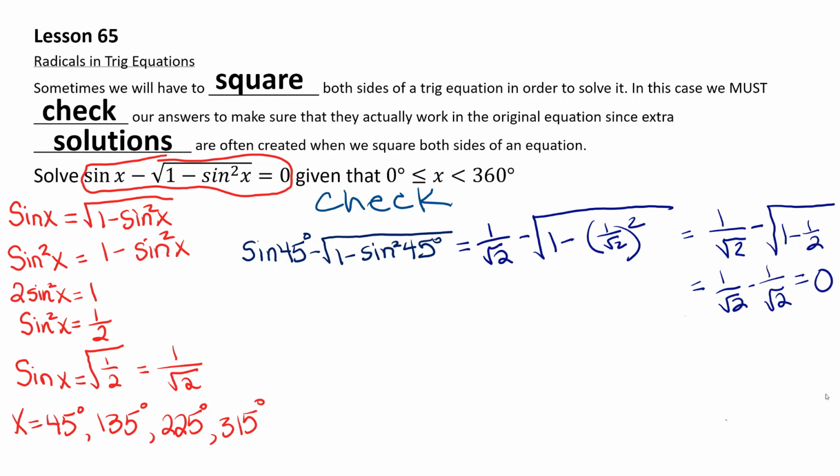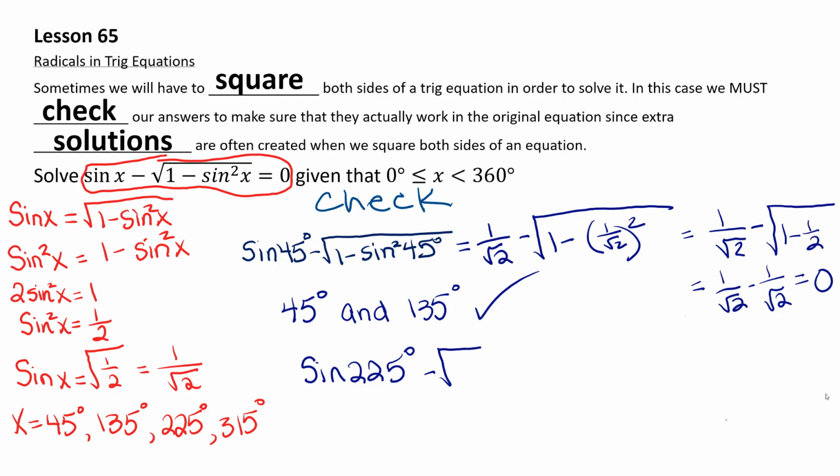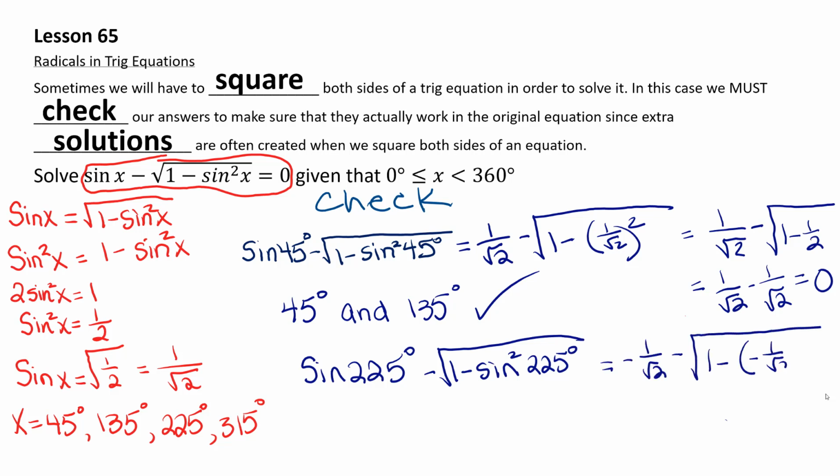And it just so happens that if we did go through it, we would find out the 135 also works. So 45 and 135 do work in the original equation, and so those are solutions. But if we try 225, what's going to happen? So sine 225 minus the square root of 1 minus sine squared 225. That's going to be negative 1 over the square root of 2 minus the square root of 1 minus negative 1 over the square root of 2 squared. And so we're going to have negative 1 over the square root of 2 minus the square root of 1 minus 1/2. So this time we're going to have negative 1 over the square root of 2 minus 1 over the square root of 2, which does not equal 0.